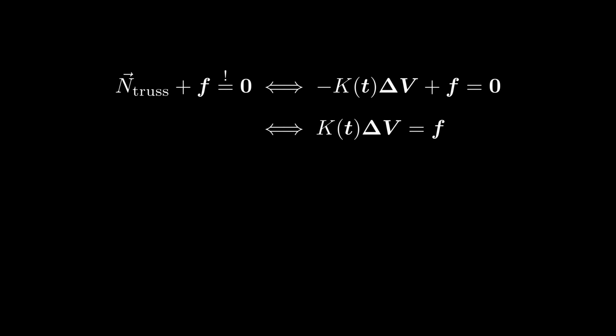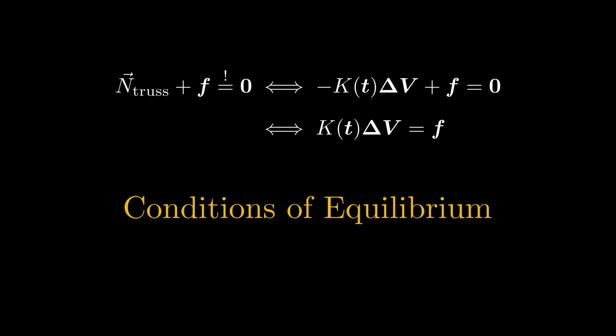Now remember that n-truss is equal to minus the stiffness matrix multiplied with the displacement vector delta V. In summary, we obtain that in order to prevent the truss from destruction, the condition that K of T times delta capital V is equal to F has to be always fulfilled. This system of linear equations in matrix representation represents the so-called conditions of equilibrium. Now that we are aware of a necessary condition that must be fulfilled by T and delta capital V, we are a step closer to the formulation of our first truss topology design problem.